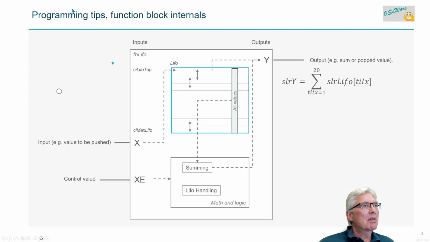Program tips, internals in the function block. Here's the LIFO, which values are pushed and popped. The last one goes out and then the rest roll up. We sum all the values and output them depending on the code, or enter something first and push everything down. If it's full, maybe you should have a flag to indicate that the LIFO is full, so we can't enter anything more, but that's not the main concern of this assignment. The focus is LIFO handling and summing and so on.